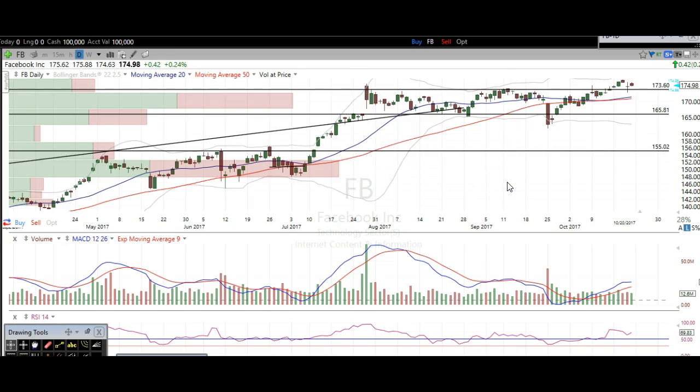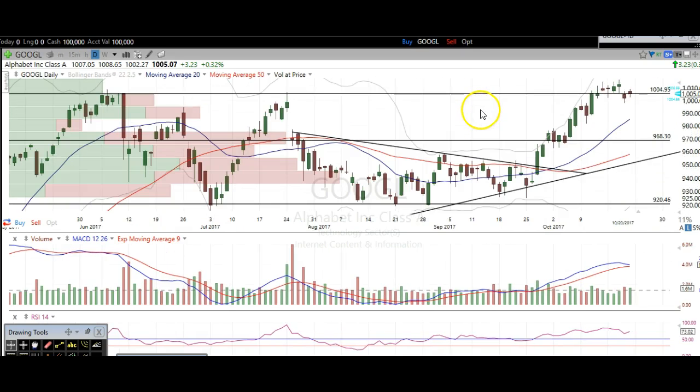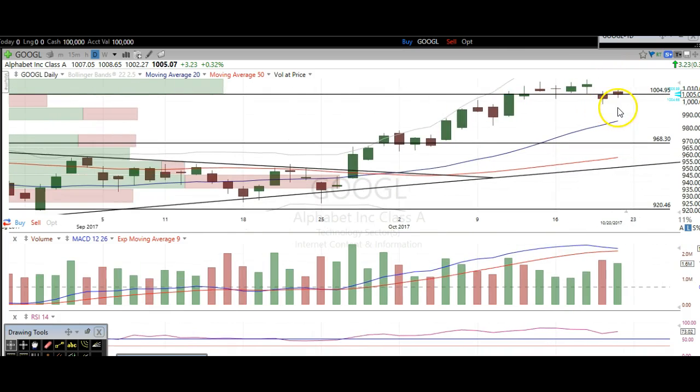So the next one we're going to take a look at is Google. And Google is one that was looking very bullish here. We broke over this resistance. Here's that resistance, and here we are breaking over that resistance. But right here, we're kind of just puttering around. We broke under that resistance on Thursday, and then Friday we closed right at that resistance, pretty much right on the dot.